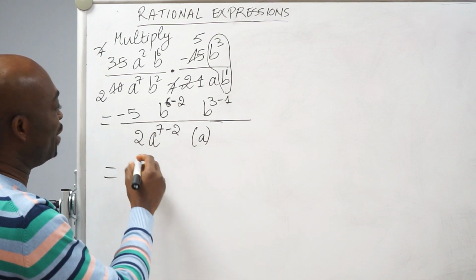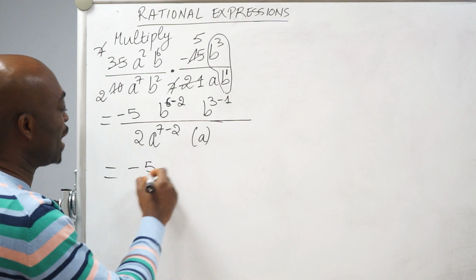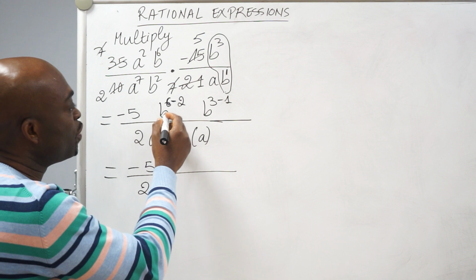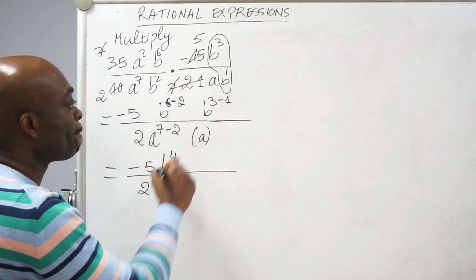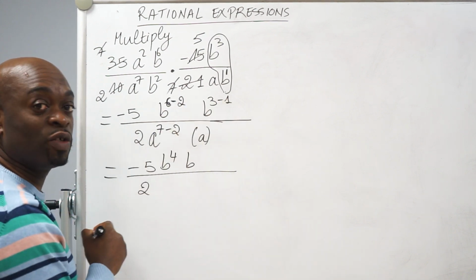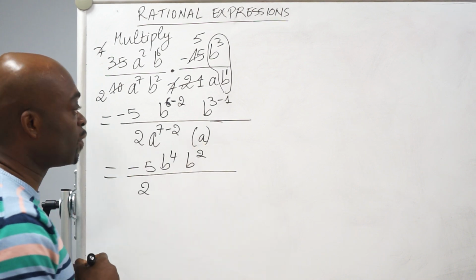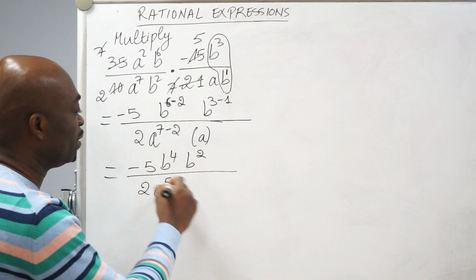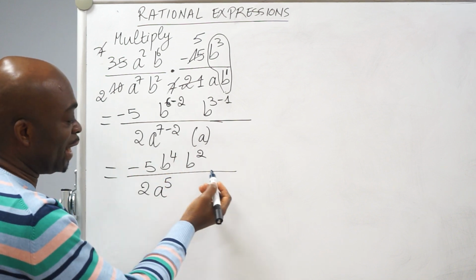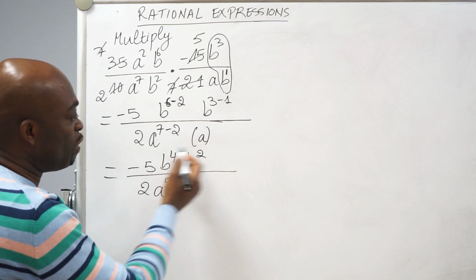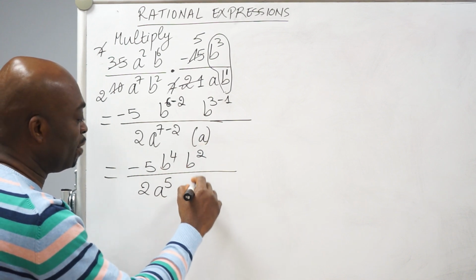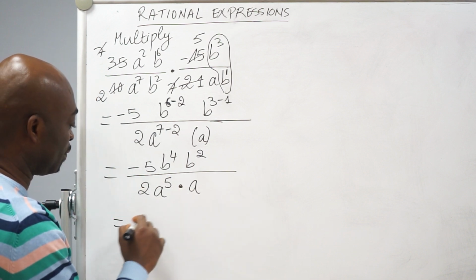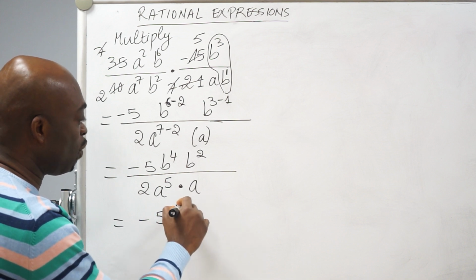So now we have negative 5 on the top, and then the bottom stays the same. So now we're going to combine. B, 6 minus 2 is what? It's 4. And then B here, 3 minus 1 is what? It's 2. And then what's happening at the bottom here? So we have A, 7 minus 2, which is 5. And then, don't forget, we have another A that we're multiplying by. So this A here, when we multiply, what's going to happen? Or let me just keep it for now. So times, putting the multiplication there. So then we have negative 5, B to the 4th.